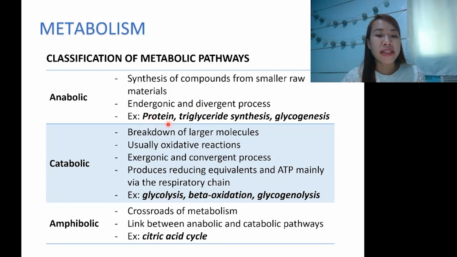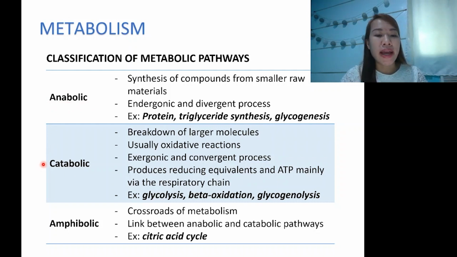From an amino acid, it will develop into a protein, triglyceride synthesis, and glycogenesis, the formation of glycogen. When you see the suffix genesis, it means the beginning or the creation, right? So glycogen creation or production. So I hope we understand what anabolic means. So simply it means to build. Anabolic is to build something from a small raw material.